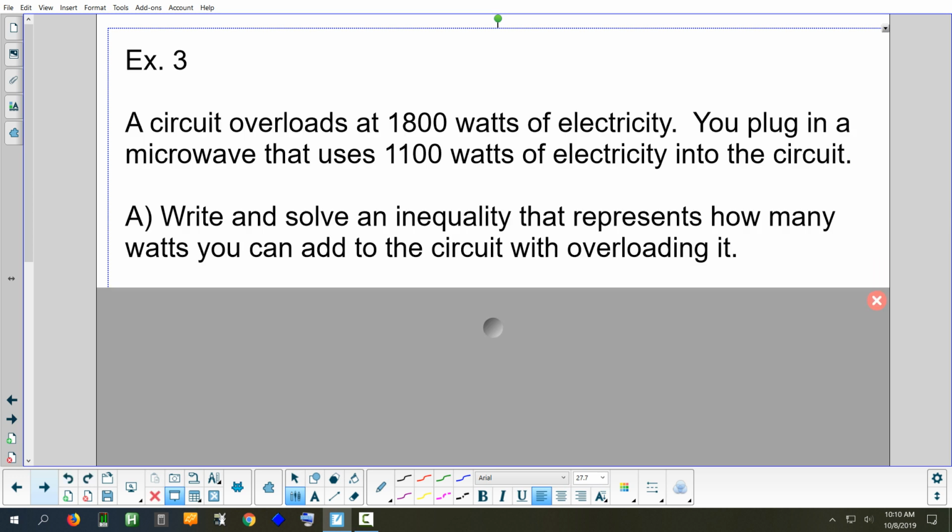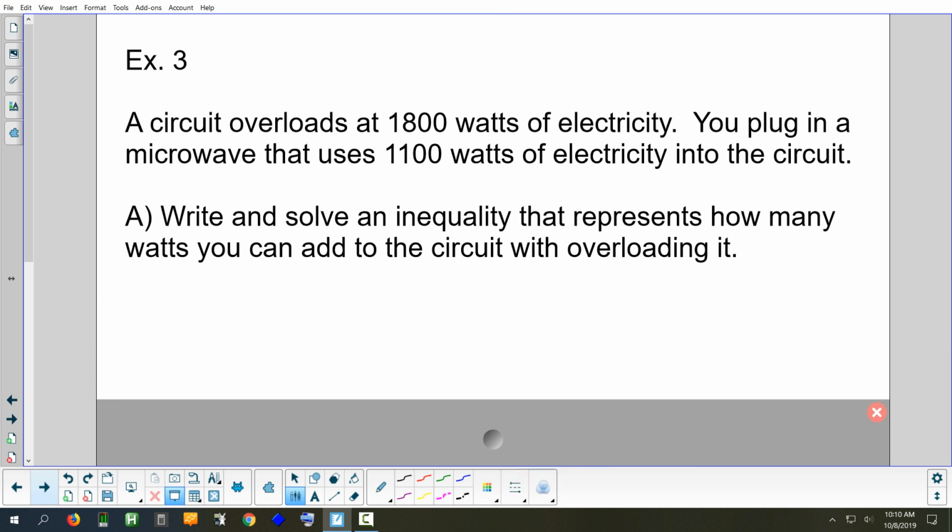Now it says, write and solve an inequality that represents how much more electricity you can use before the circuit overloads. So what do we know about the amount of electricity that we use on this circuit? It's got to be less than or equal to how much? 1,800. Can it equal 1,800? When would the circuit overload? At 1,800. So we want to make sure that we use less than that.